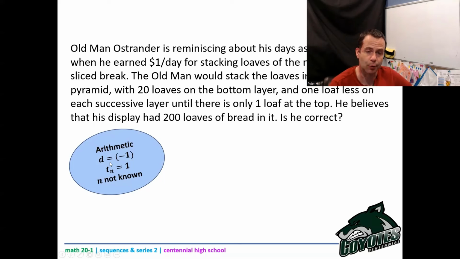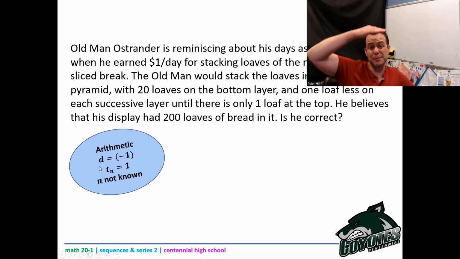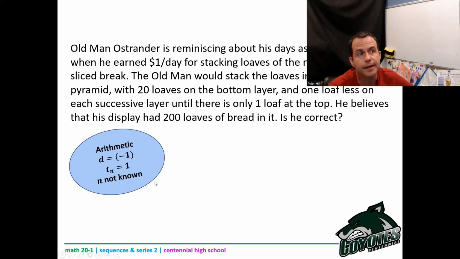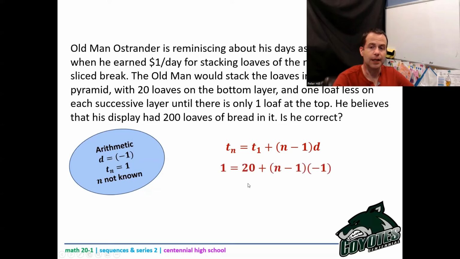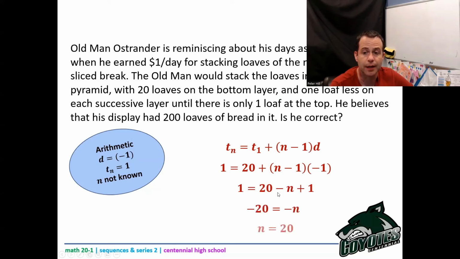My D value is -1, and my T of n, my last term, is 1, because it said I'm going to keep doing that until there's 1 on the top. Okay, n is not known. Now, you could say you could figure out n logically, but I'm going to show you how to solve for n. We're going to go back to that general formula for arithmetic sequence. We're going to plug in T1, plug in D, plug T of n in, and figure out what n is. And I end up with n is 20.